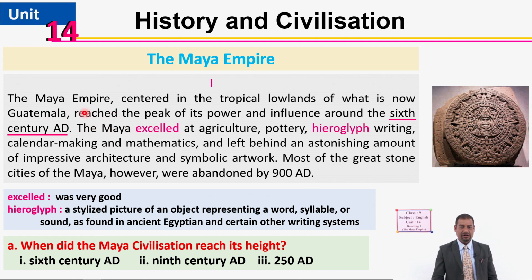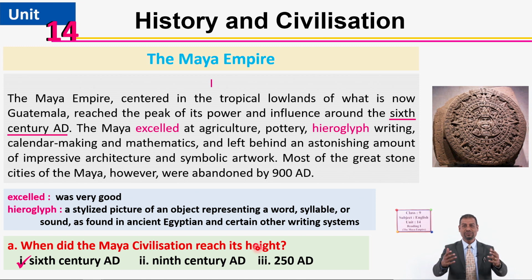Let me read. The Maya Empire, centered in the tropical lowlands of what is now Guatemala, reached the peak of its power and influence around the 6th. Now, you can see another word here, reach the peak, okay? So, it means that height. So, have you got it? I hope you can surely tell me this answer right now. So, what is it? Okay, you are right. It is 6th century AD. Well done, my dear students.